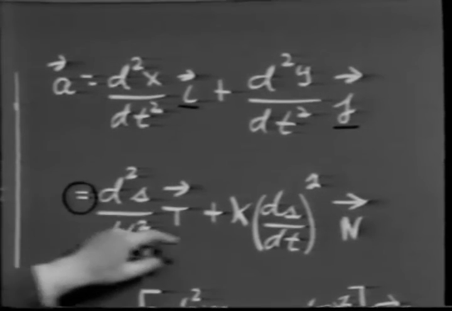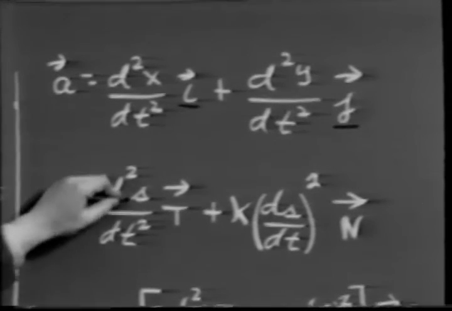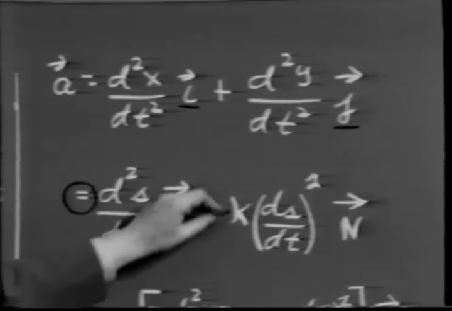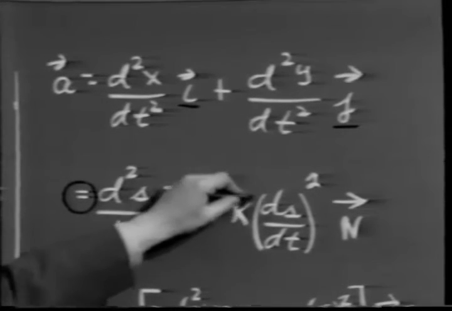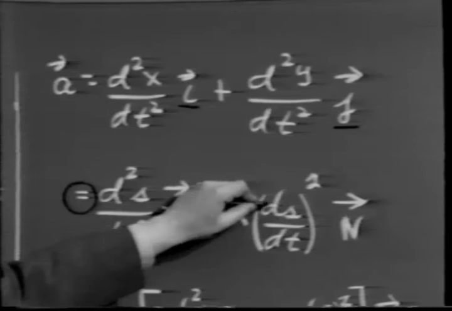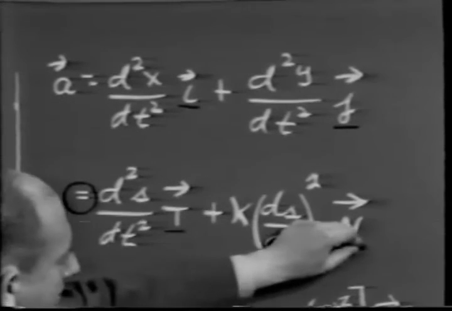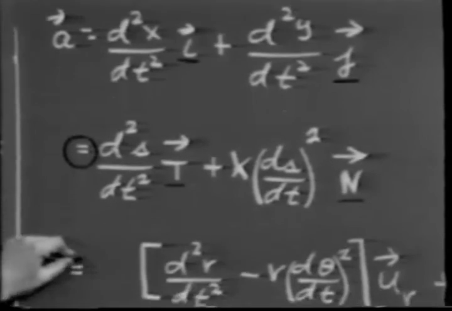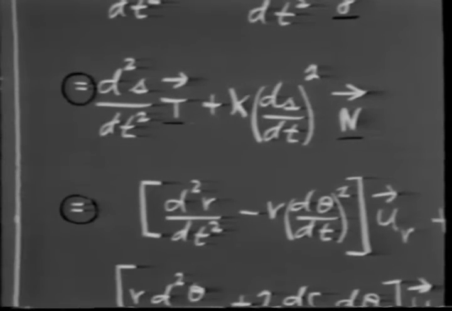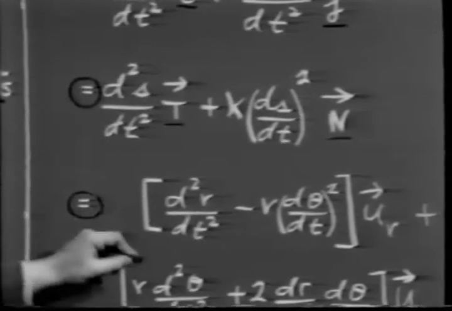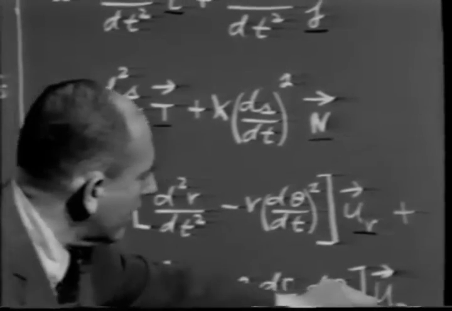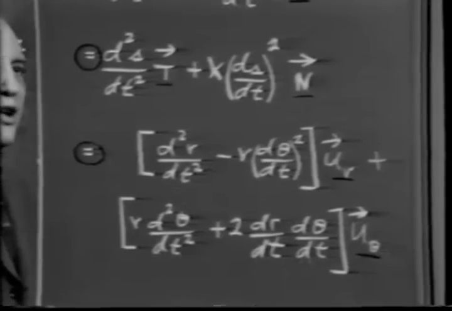That same vector, if we express it in t and n components, is d2s dt squared times t, plus kappa, the curvature number, times ds dt squared times n. And if we express it in terms of polar coordinates, as we just saw earlier in our lecture, this is the expression that we get.